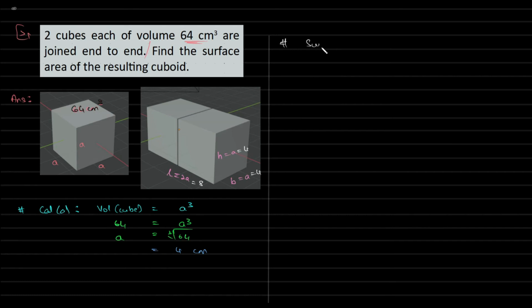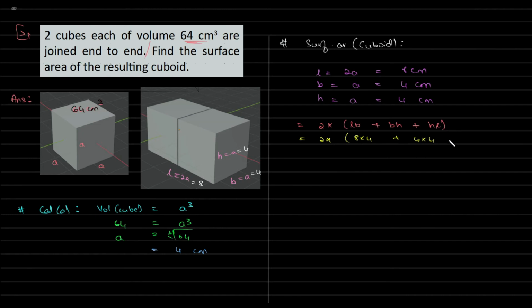So now the surface area of a cuboid is, length is 2a, which is 8 centimeter. Breadth is a, which is 4 centimeter. Height is also a, which is again 4 centimeter. And so the formula goes like this: 2 times (LB plus BH plus HL). And substitution, 2 times (8 into 4 plus 4 into 4 plus 4 into 8).